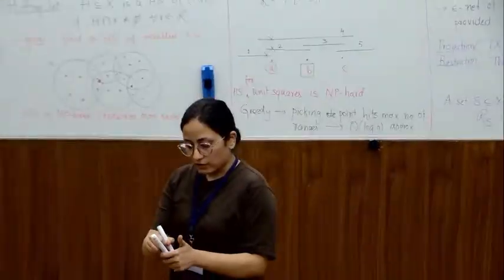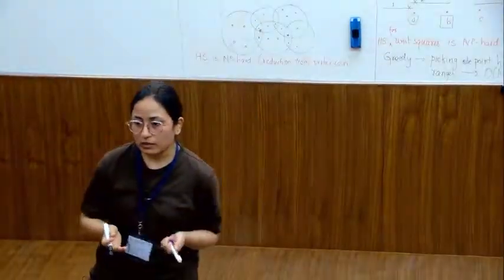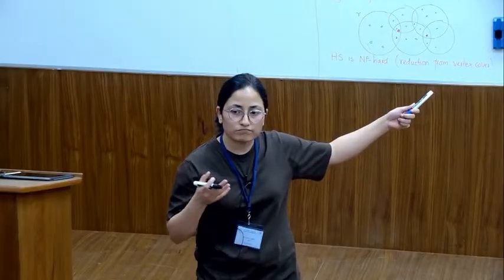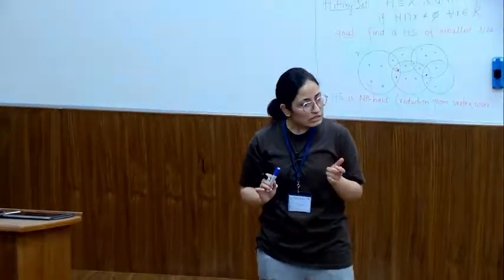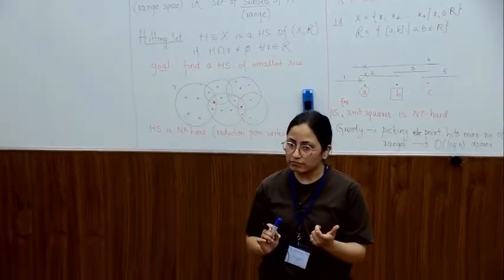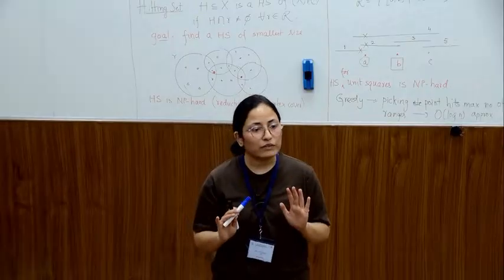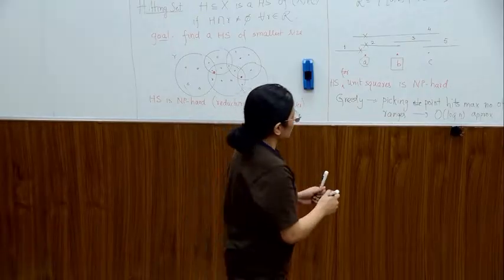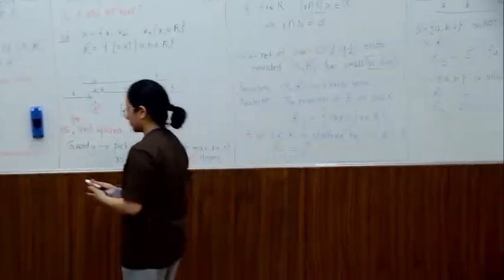And this motivates the definition of VC dimension. Here we will say that this range space of intervals has VC dimension equal to 2. It means that there is a set of size 2 which can be shattered, but no set of size 3 or more can be shattered. So the VC dimension of a range space is the size of the largest set that can be shattered by that space. That is how we define VC dimension. Okay? So it's an important definition.